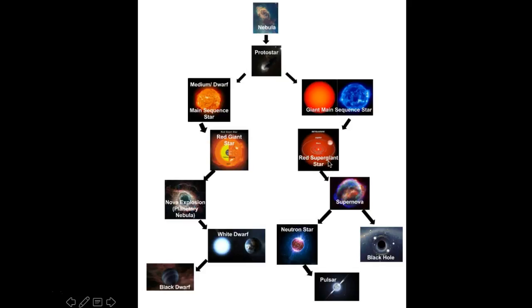If it's a massive star, it'll start as a giant main sequence star, and then that turns into a red supergiant, so it's even bigger. Then you have your supernova, so the supernova explodes. And if it's 3 to 20 times the size of our star, you'll get a neutron star, and that neutron star can become a pulsar. But if it's bigger than 20 times the size of our star, you'll get a black hole. So that is the life cycle of a star, and hopefully that's it.